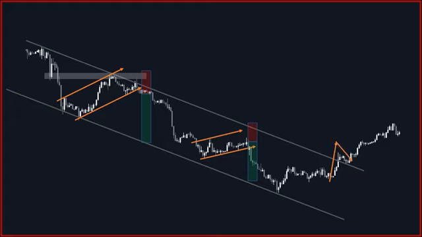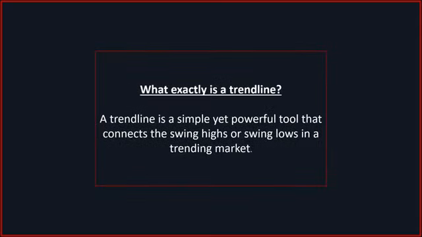All right, let's dive in. So first things first, what exactly is a trend line? A trend line is a simple yet powerful tool that connects the swing highs or swing lows in a trending market. Think of it as your trading GPS. It shows you the market's direction, helps you identify key price levels, and gives you a visual guide to potential areas of support and resistance.